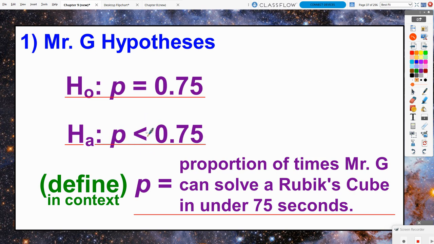I did mention in the previous video that maybe we don't know if it's 75%, and we don't know if it's smaller or bigger than 75%. Like maybe Mr. G just doesn't want to brag. He's like, 75% of the time. Maybe in fact it's like 90%. So we could have said not equal to 75% if we didn't really think it was 75%, but we didn't really know if it was smaller or bigger than 75%. So I said that is a possibility, but we're going to go with the less than scenario.